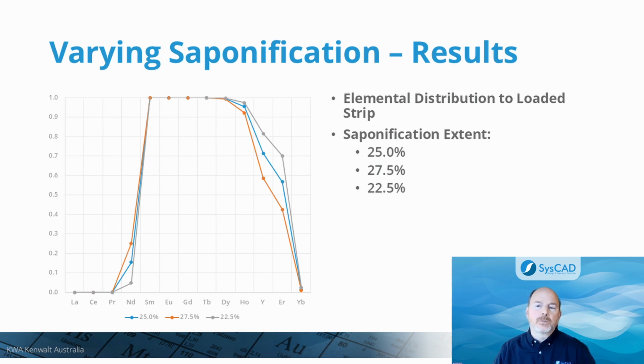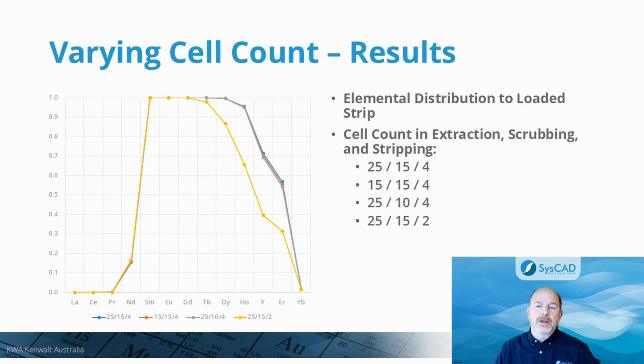Now, varying the cell count produced the results shown here. Again, the results were qualitatively logical, though in this case with little impact for the changes made. Only for the case where the number of stripping cells was dropped from 4 to 2 did we see a sizable shift in elemental distribution. This behavior indicates the ability of the model to assist in circuit design and/or operational optimization.